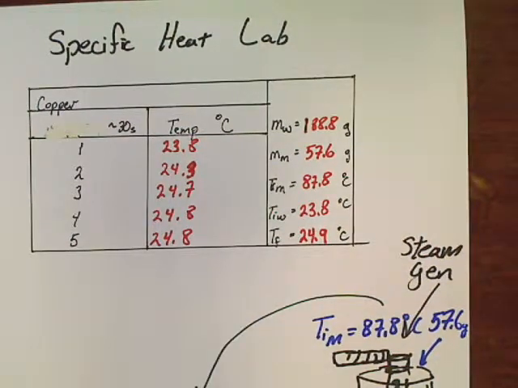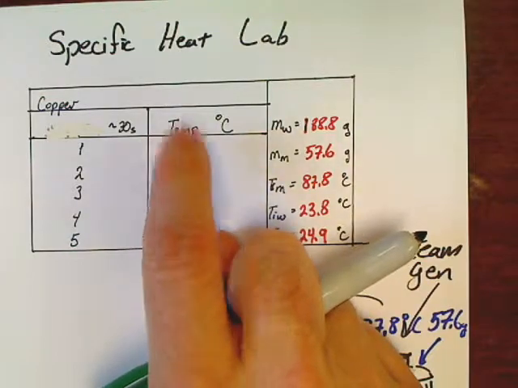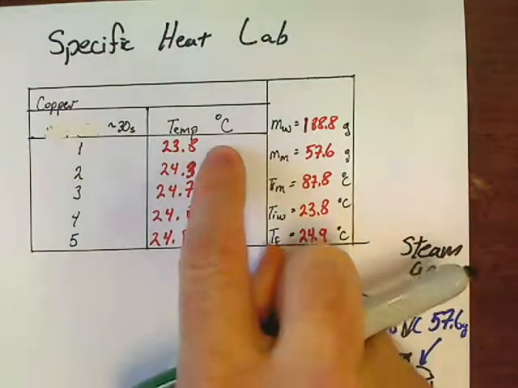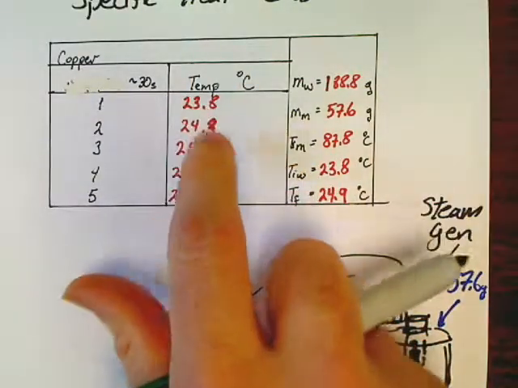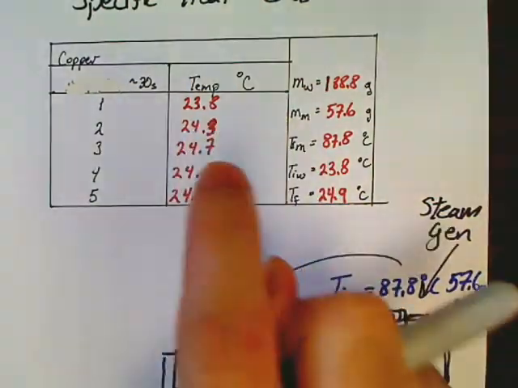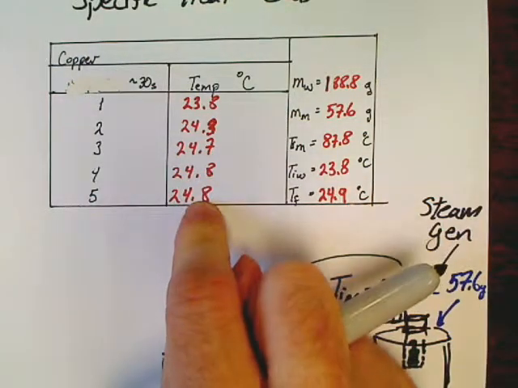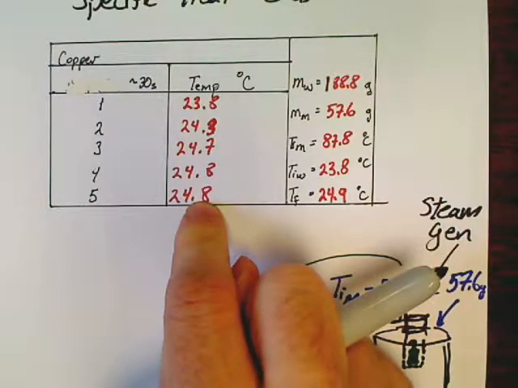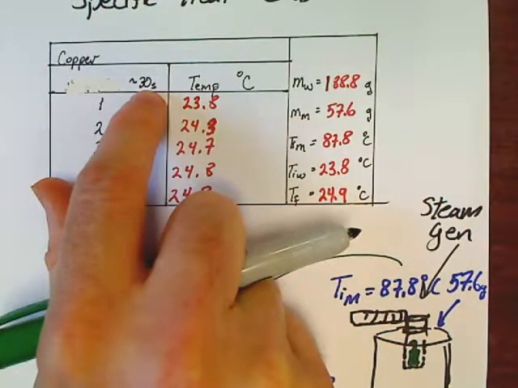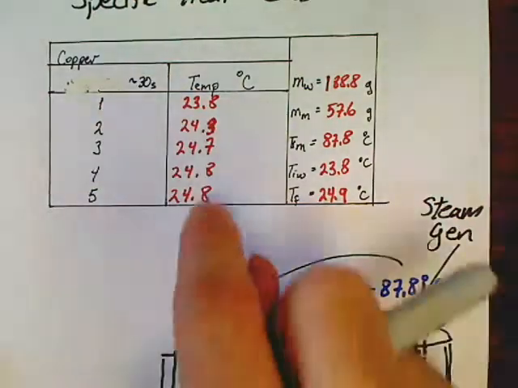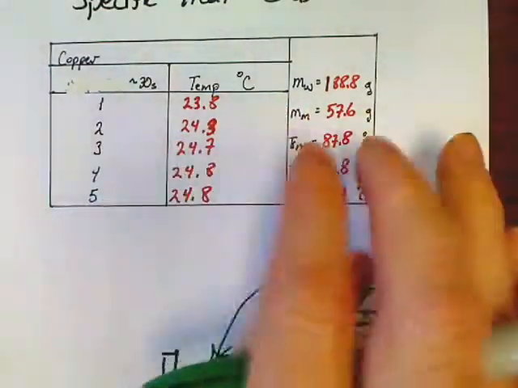So they've dumped it in, and according to them, their first number is 23.8. Well, I'm going to assume that's what it was before they dumped the metal in. So 23.8, then here we go. Temperature starts going up, 24.3, 24.7, 24.8, 24.8, and you could have tried to do it even more, although I doubt it. It looks like they tried to get a temperature about every 30 seconds. Once the temperature stays the same, it's pretty much done.